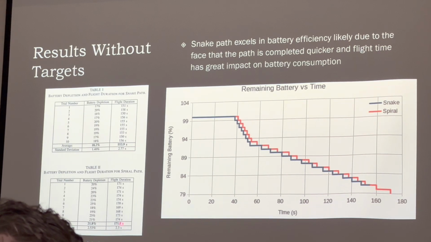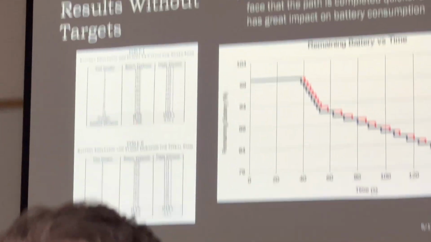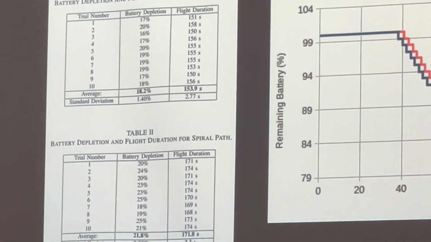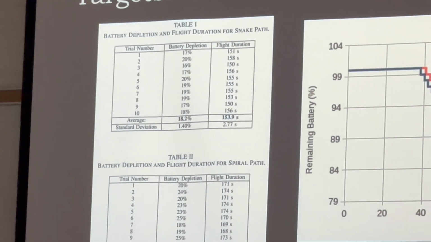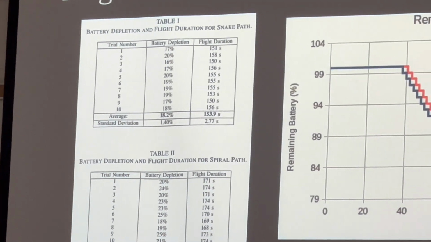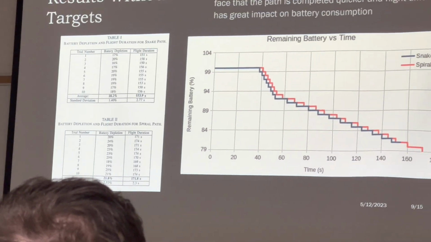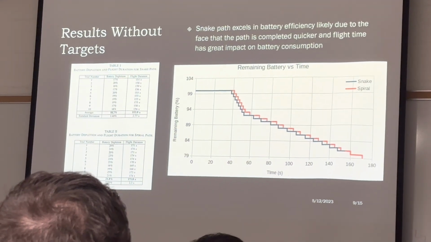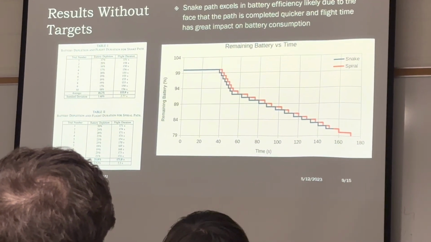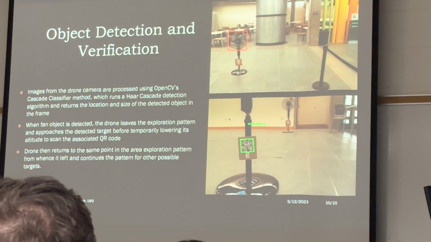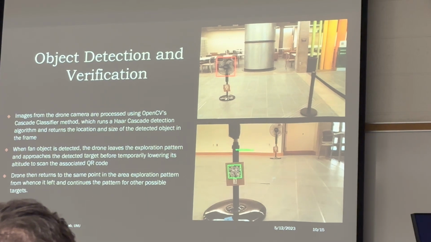But the results we have are right here for both. What seems to be the case is the snake path uses less battery, and that's probably due to the fact that it finishes faster with that path that I showed you. So right now, what we're getting at is snake path seems to be better for area exploration, but the next step is to actually add these targets which act as wind turbines.